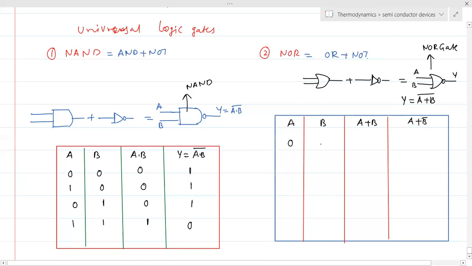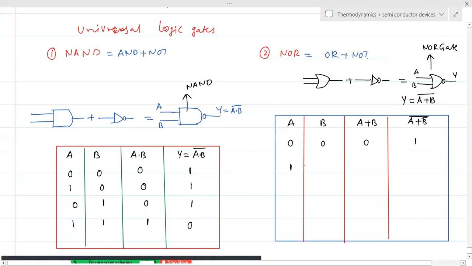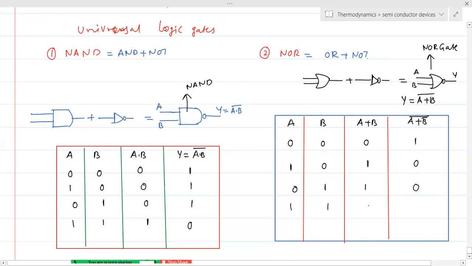So 0, 0 means 0 plus 0 is 0, and 0 bar is equivalent to 1 here. 1 plus 0 is equivalent to 1, 1 bar is equivalent to 0. 0 plus 1 is equivalent to 1, 1 bar is equivalent to 0. 1 plus 1 is equivalent to 1, 1 bar is equivalent to 0. So simply you can see that we have the opposite result to the result of the OR gate. In this way, we will understand the NOR gate as well as the OR gate.